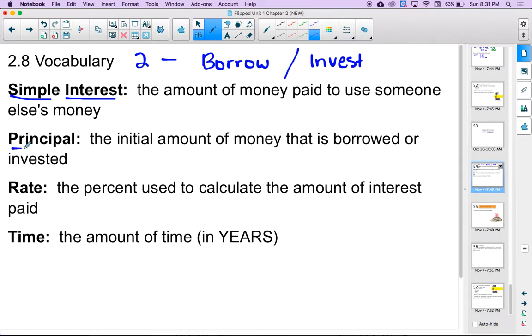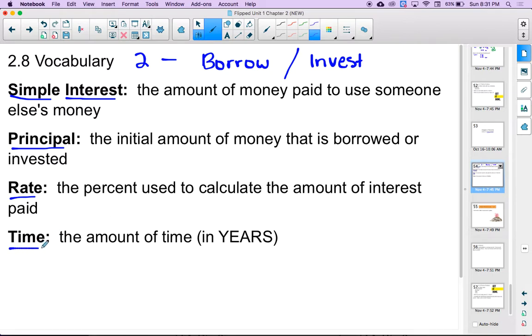Okay? Principal. Principal is the initial amount of money that is borrowed or invested. So as a borrower, if you borrow money from the bank, you're going to have to pay that back plus interest. The money that you borrowed is the principal. If you're the investor, the money that you invest in the bank is the principal. Rate. Rate is the percent in the problem. This percent is used to calculate the amount of interest that will be paid.